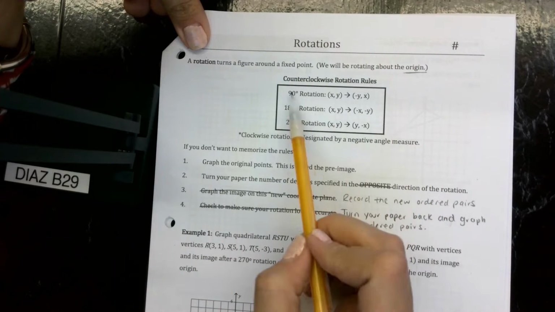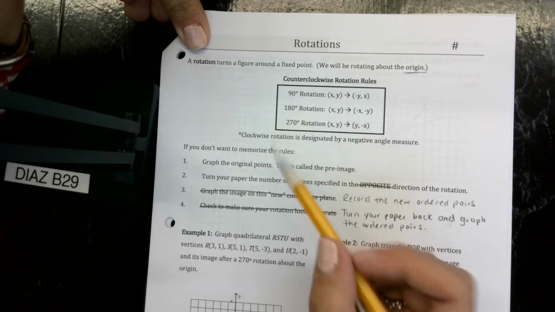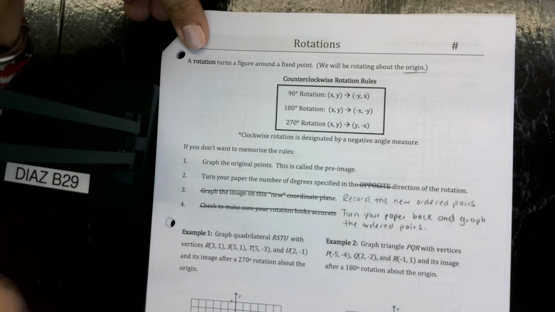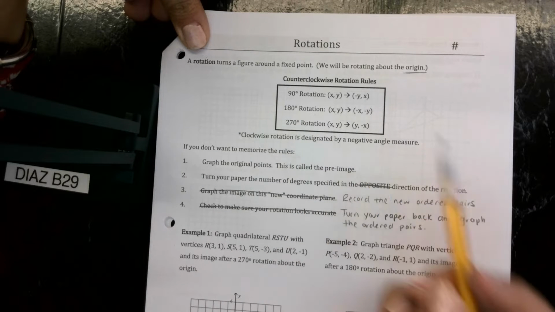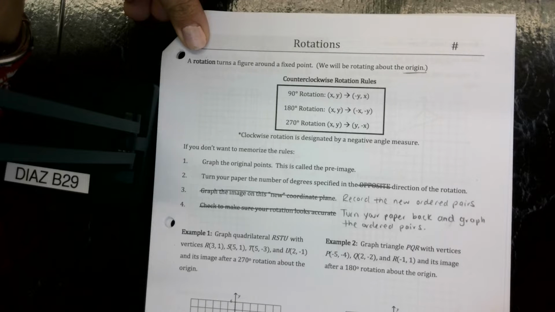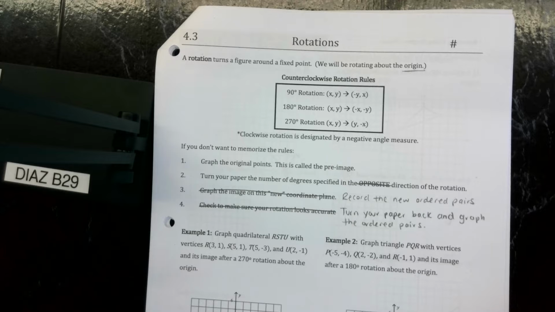Now, here we have a bunch of clockwise rules for rotation. So we're actually going to talk about 3 different ways to rotate. We'll have rules. If you don't like memorizing rules, I'll give you a method where you physically rotate your paper. If you don't like that, then you have using slopes as an option as well. So 3 different ways to look at rotations.